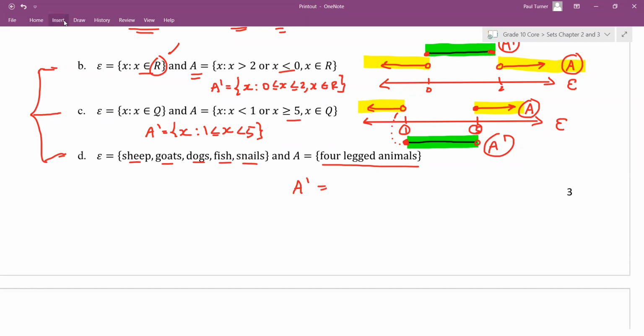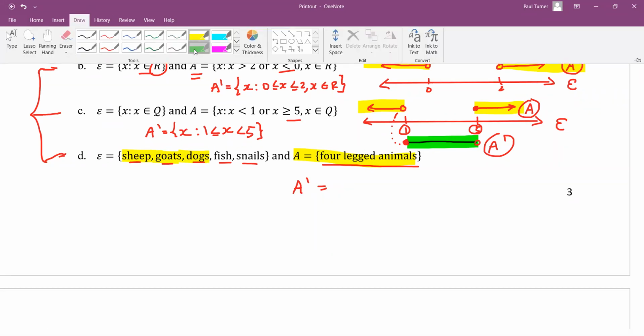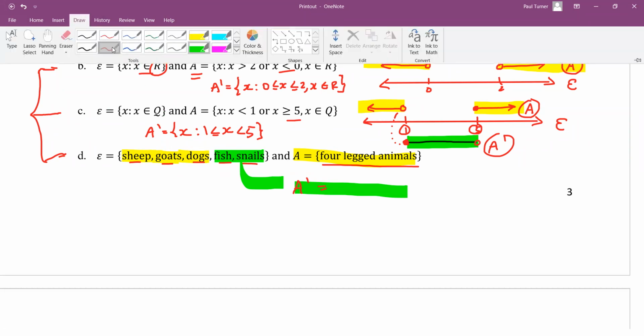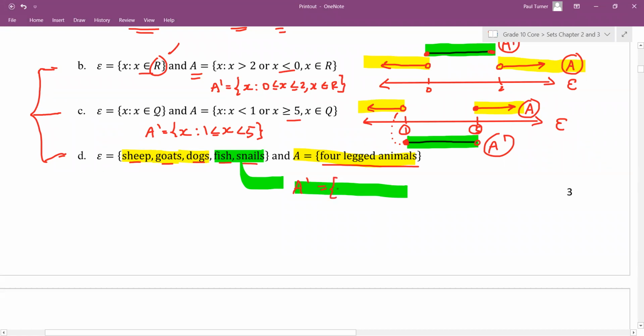So if 4-legged animals are which? Sheep, goats, and dogs. So these are your 4-legged animals from the universe. So obviously the ones that are not are fish and snails. So they're the animals that are not. You see, I didn't mention any other animals because our universe is only these 5 animals here. You can't say elephants and stuff like that because it's not in the universe. So only stuff in the universe. So that's going to be fish and snails.